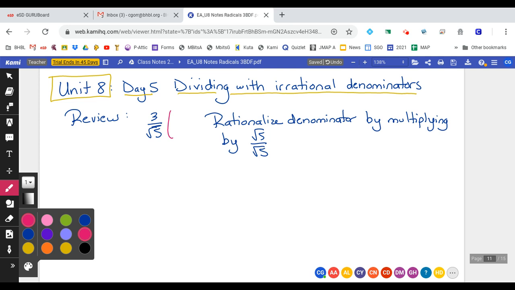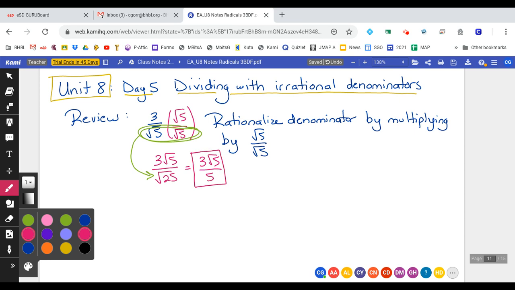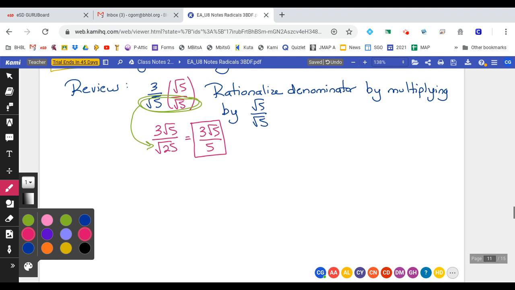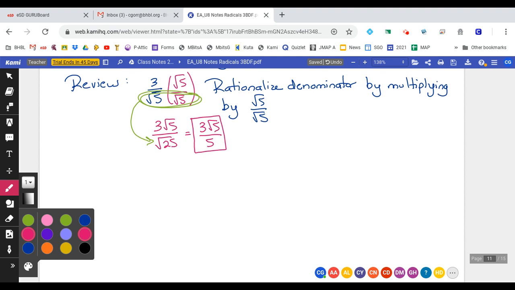So what we found was if I multiplied this by radical 5 and I multiply this by radical 5, I get 3 radical 5 over radical 25. And again, there's a special relationship here. When I multiply radical 5 times radical 5 and I get radical 25, well, that's really just 5. So 3 radical 5 over 5 is the equivalent. Now, what happens if there's more than one term on the bottom?